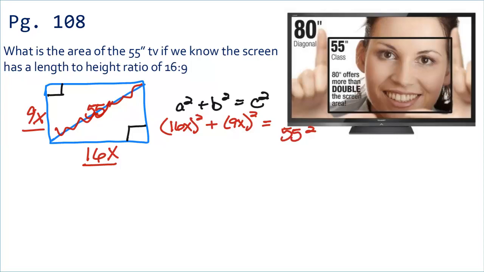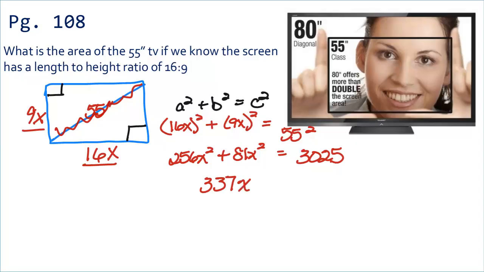55 squared. So we said (16x) squared is 256x squared plus 81x squared. I have no idea, what is 55 squared? What is it? 3025. And if I add these, was it 337x squared? Equals 3025.